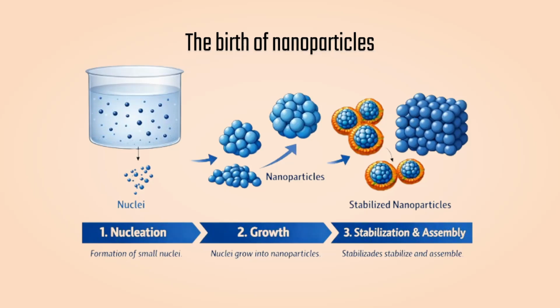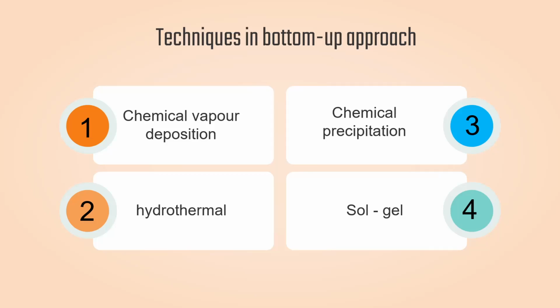Several techniques are employed in the bottom-up approach. Among them, I will briefly explain only four important techniques. First, chemical vapor deposition. Second, hydrothermal. Third, chemical precipitation. Fourth is the sol gel method.